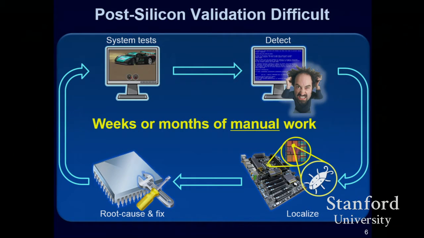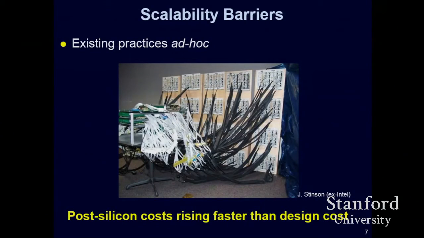Just consider yourself sitting in front of that blue screen, staring at it, trying to find out which one of the billions of transistors inside that chip caused a little error, in which one of the trillions or quadrillions of cycles that thing was running, so that you can tell which part of the chip is not working. That's called localization. And then you have to root cause and fix your problem, and it keeps going on and on. If you look at the numbers from industry, you will find that it takes weeks or months of manual work per bug, right? So that's crazy. So why is that so? The reason is that the existing techniques are completely ad hoc.